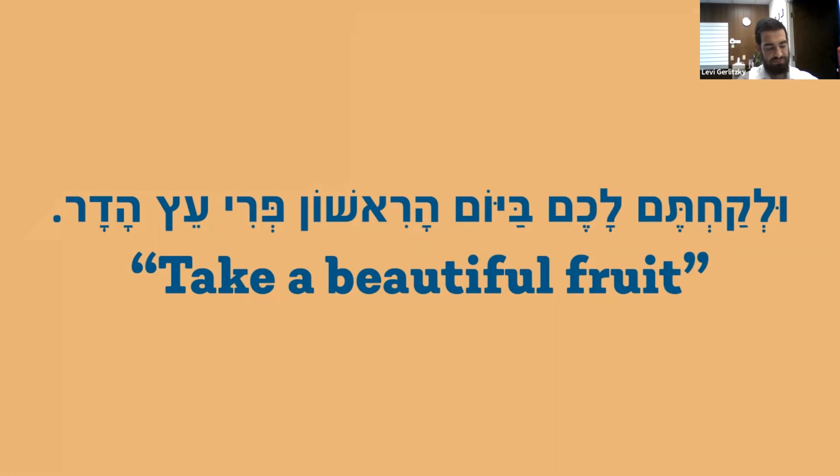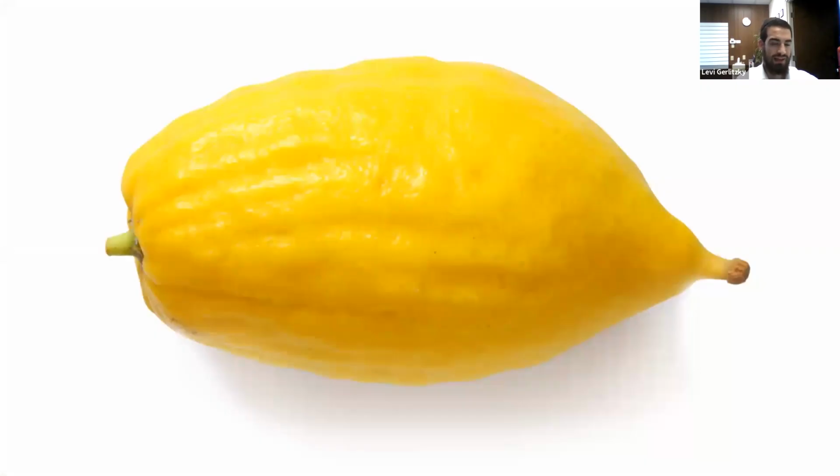So the first verse we'll start with is in the book of Leviticus 23:40. The Torah says you should take on the first day of the holiday of Sukkot a beautiful fruit. What is a beautiful fruit? That's the big question. God didn't say take whatever you consider a beautiful fruit. He said take a beautiful fruit. And somehow, throughout the generations, we've never heard of a Jewish community that takes anything other than the etrog. The etrog is the one that everybody takes.